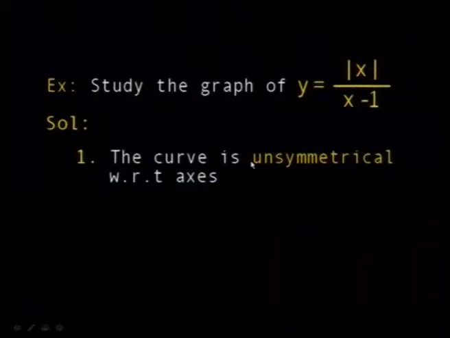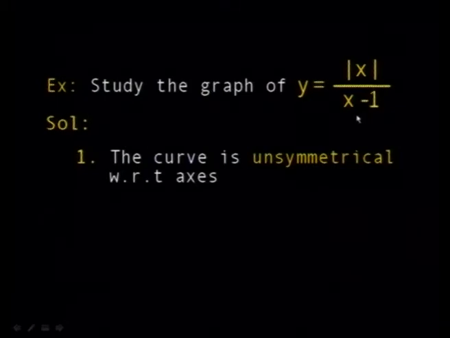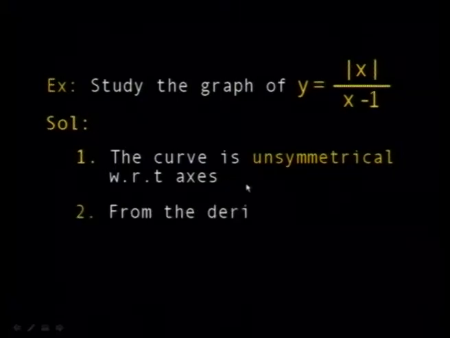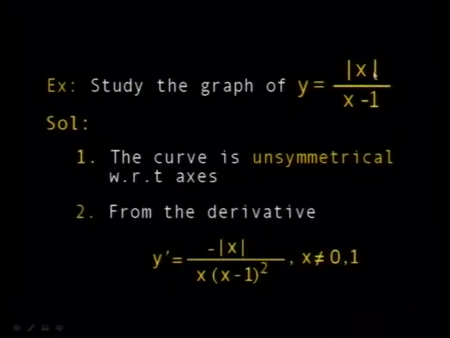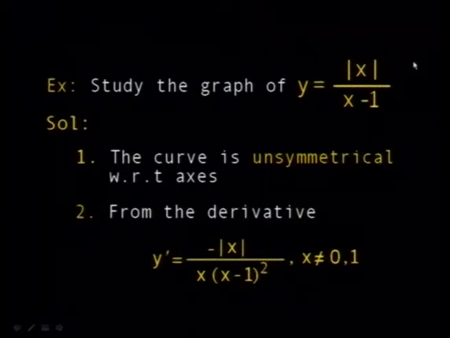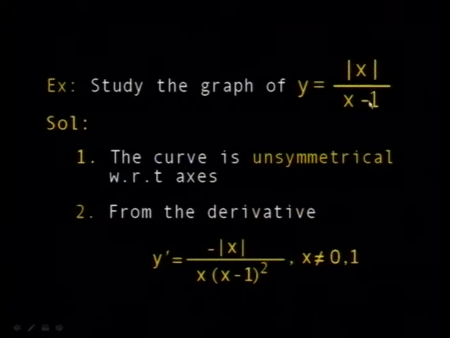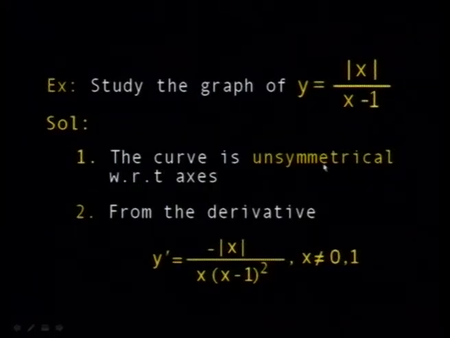Again, this is another graph, y is equal to mod x over x minus 1. Again here, if you want to study it, the curve is unsymmetric with respect to the axes. And this is your derivative. How do you take the derivative of this? The derivative of mod x, we said before, is equal to mod x over x. So when you want to obtain the derivative of this function, you obtain mod x over x with the derivative of the numerator times x minus 1 minus the numerator times the derivative of the denominator, divided by the denominator square, and you get an expression like this.